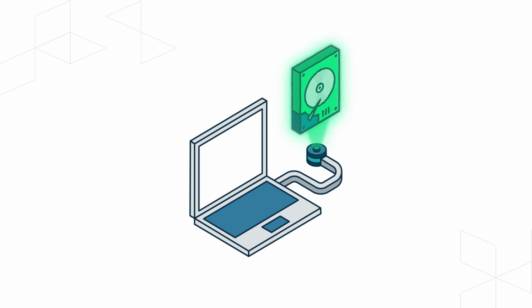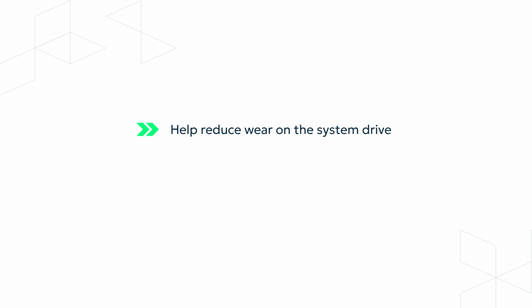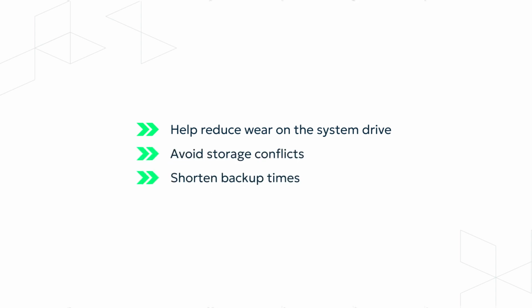If your system drive is full or overworked, moving the index to a less used or faster drive like an SSD can free up space and improve system responsiveness. It can also help reduce wear on the system drive, avoid storage conflicts, and shorten backup times.